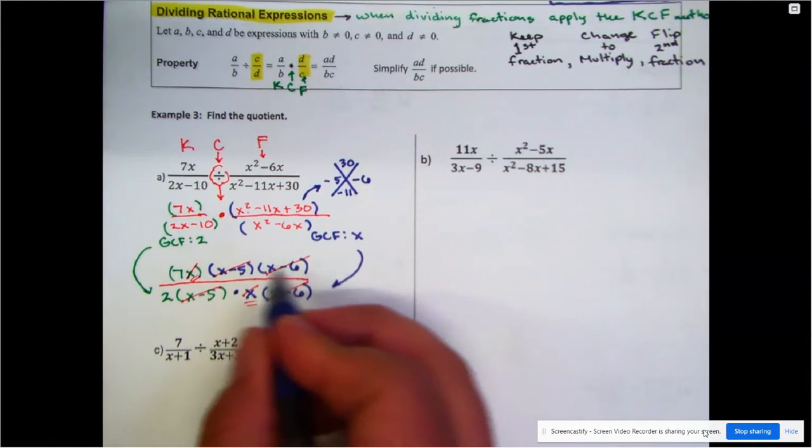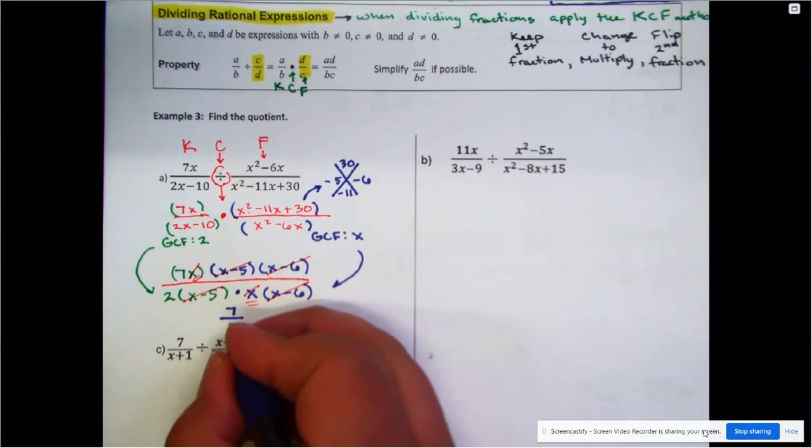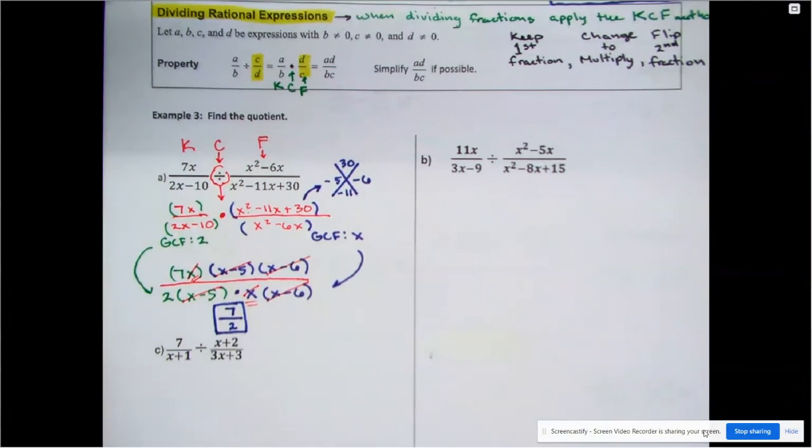So after all of that, look at what we're left with. On the top, the only thing left was a 7. At the bottom, the only thing left was a 2. And so sometimes that's going to happen where almost everything goes away, and that's what we're left with.